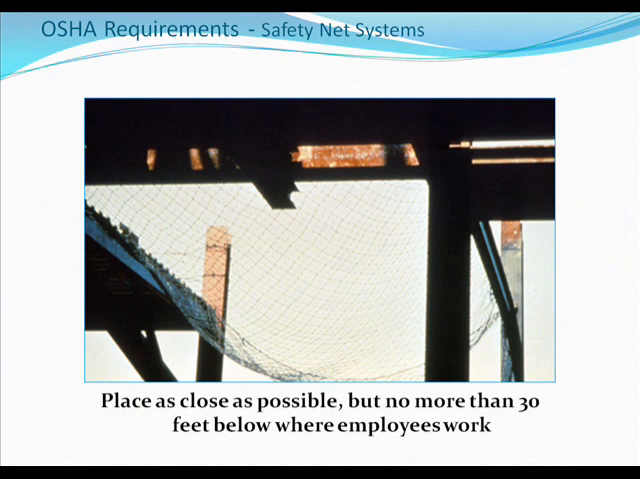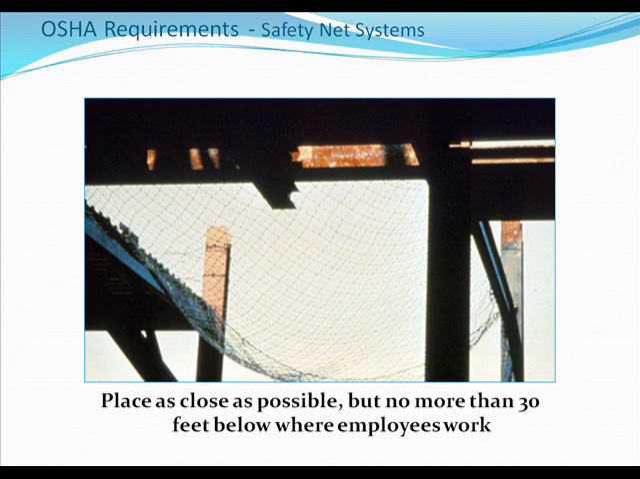OSHA requirements, safety net systems. Place as close as possible but no more than 30 feet away from where employees work. How do safety nets protect me? Safety nets must catch the employee if he or she should fall. The safety nets must be strong enough to support a falling employee, must have significantly small mesh so employees cannot fall through the net, must be close enough to the surface of the walking or working surface so the fall into the net will not injure the employee, never more than 30 feet, and must be close enough to the edge of the work surface to stop the fall so the employee will not slide past the net.